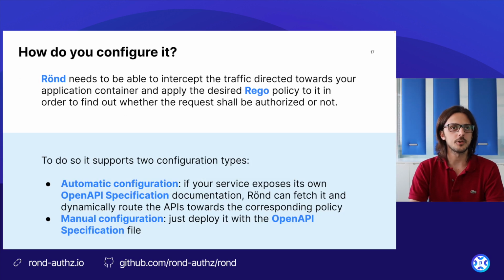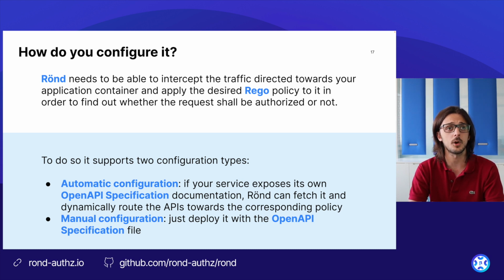Okay, so how do you configure it? Rönd needs to be able to intercept API invocations, and to do so, it needs to know what APIs are exposed by your application service. To do so, we decided to use the OpenAPI specification and extend it with some custom configurations.